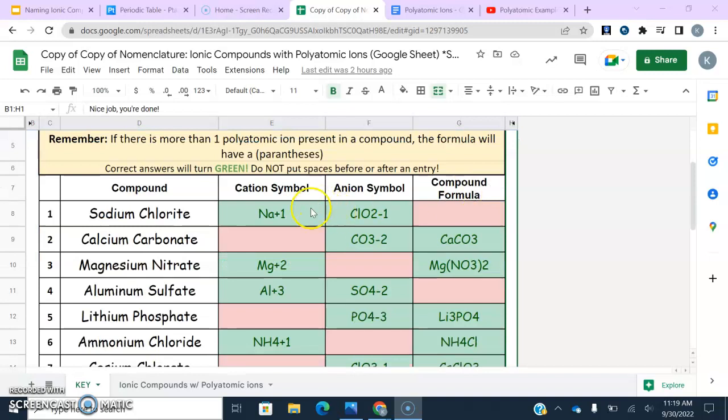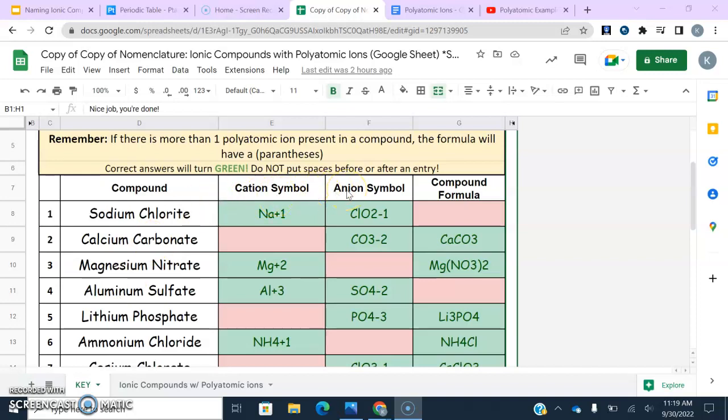Okay, so for the top part, you are filling in the cation symbol. Remember, your cation will come from your metal. So you just have to look at the metal in the compound name. You will then use your periodic table to figure out what group it is in, and then, of course, how many valence electrons it will donate. All of your cations will be positive, right?